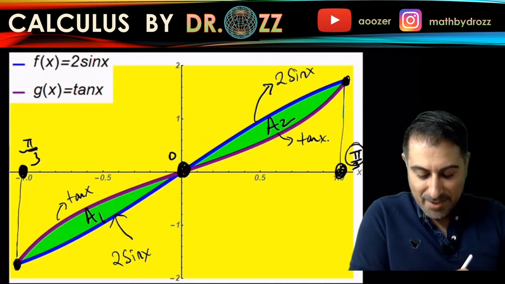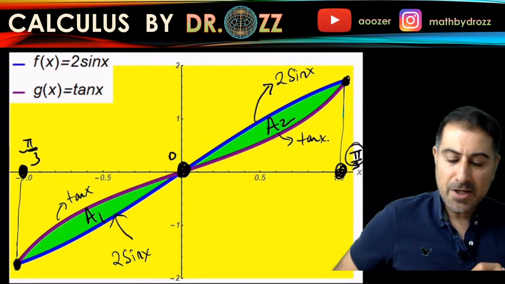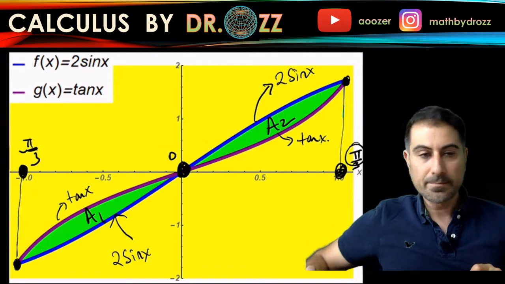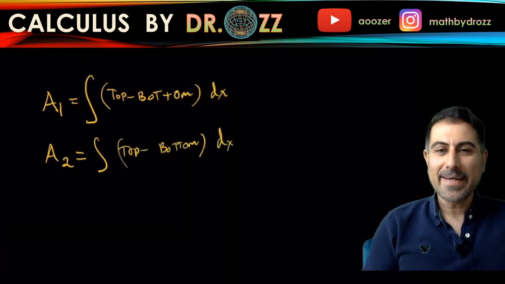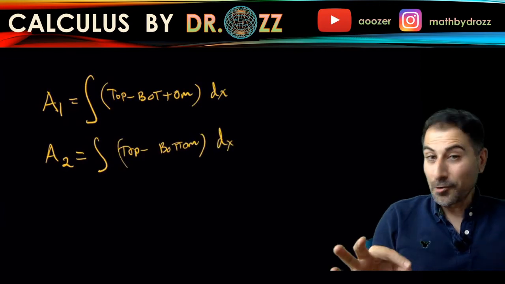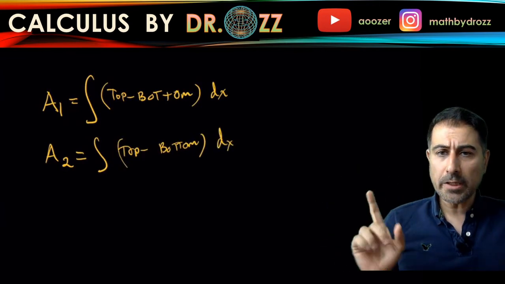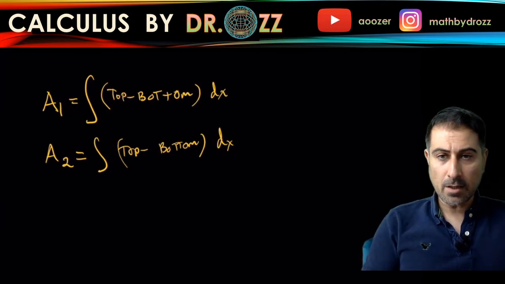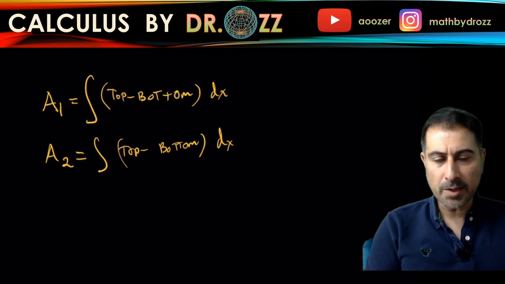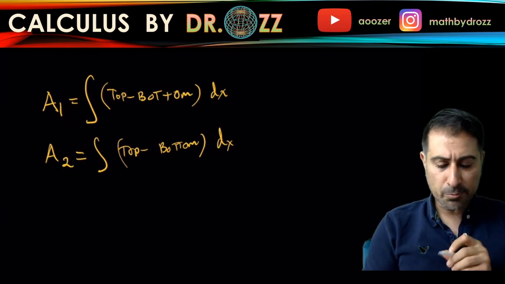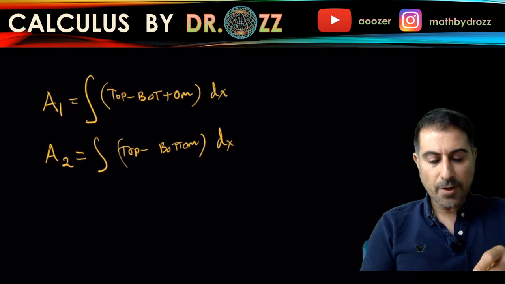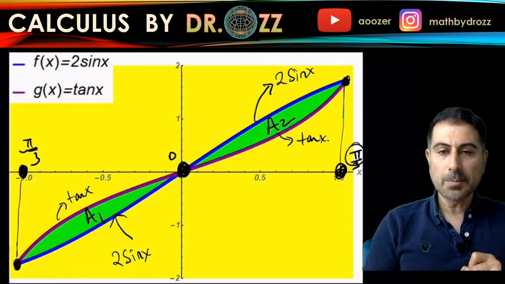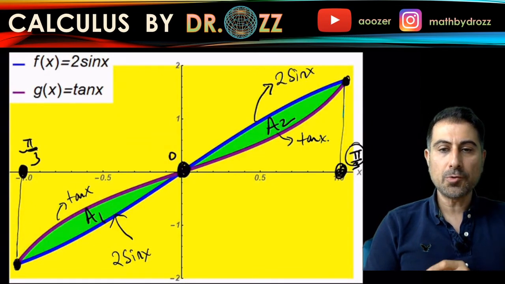So for that reason, let me have a newer slide, and then I'm going to work through A1 and A2 separately. Here we go. I have listed these two areas, and the formula again is the top curve minus the bottom curve, and we're going to determine the limits of the integral based on what x's correspond to within the corresponding region. So let's go back to A1. For A1, the top function is the purple one, and the bottom function is the blue one. So tan x is the top, 2 sine x is the bottom.